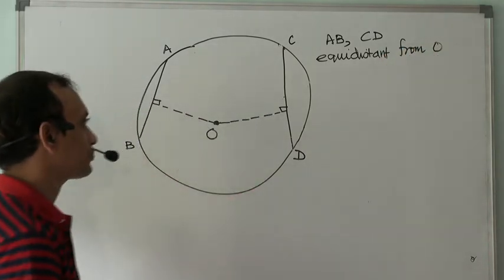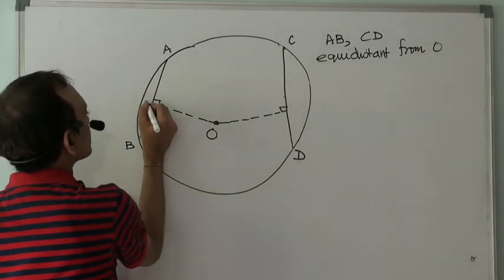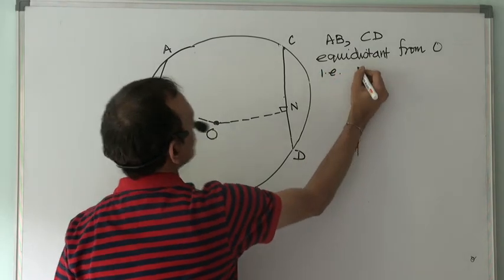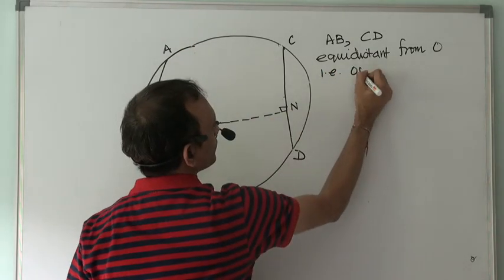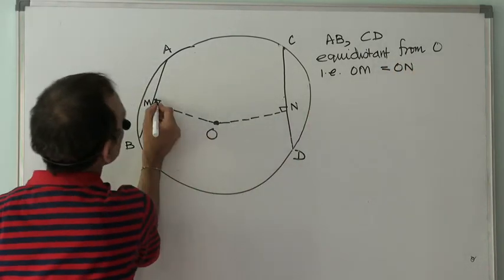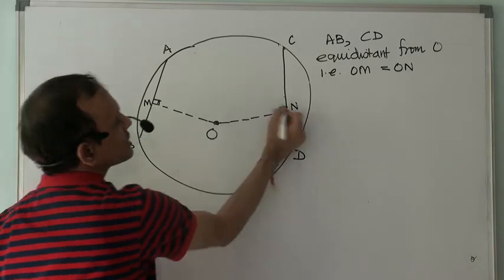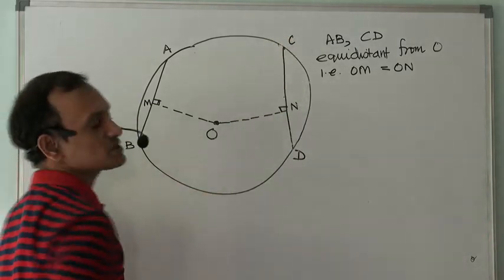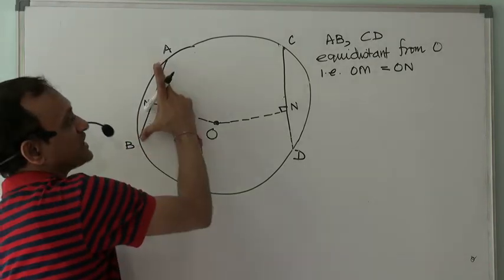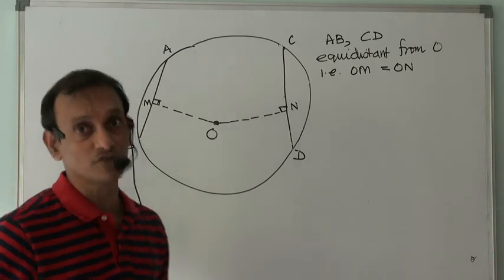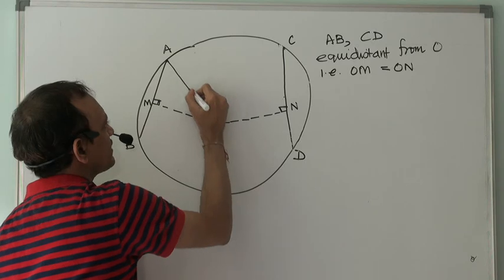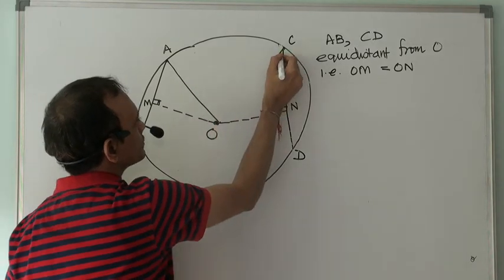That means OM must be equal to ON. That is, the distance from O of this chord is OM, and it must be equal to its distance from O, which is ON. And obviously distance means the perpendicular distance of O from this chord is equal to the perpendicular distance of O from this chord, right? OM is ON. We want to be able to establish that AB must be equal to CD, the converse of the previous result. Now that's not difficult, because exactly the same way we looked at the situation earlier.